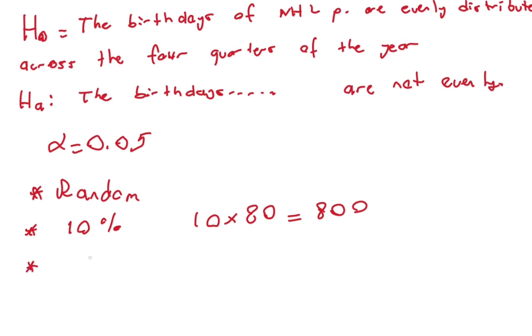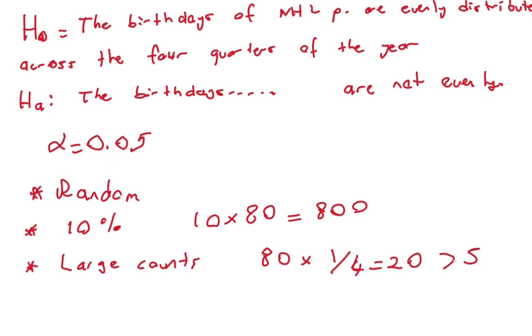So the following condition is large counts. So what does this mean? If birthdays are evenly distributed across the 4 quarters of the year, then the expected counts will be 80 times 1/4, which is 20. These counts are at least 5. And all these conditions are met.